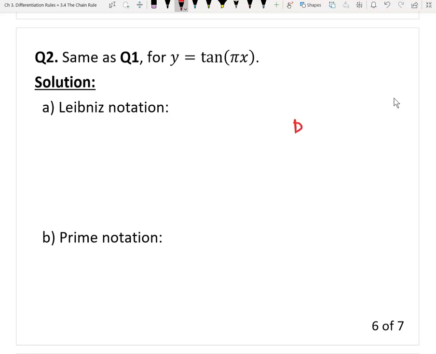What we're going to do is decompose. How to decompose? Of course, this is easy. We set u equal to pi times x. This is the inner, therefore the outer is tangent of u. So our decomposition is y equals tangent of u. This is the outer function, and the inner function is u equals pi x.